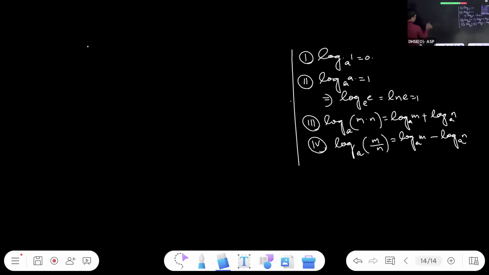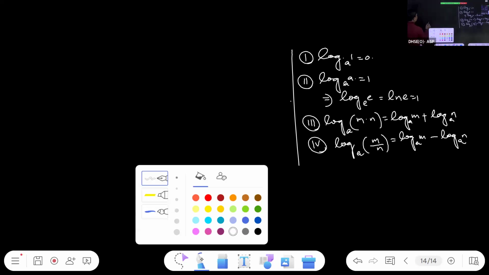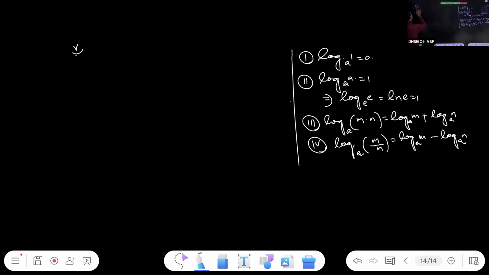Property 5. Log of m to the power n to the base a is equal to n log m to the base a.